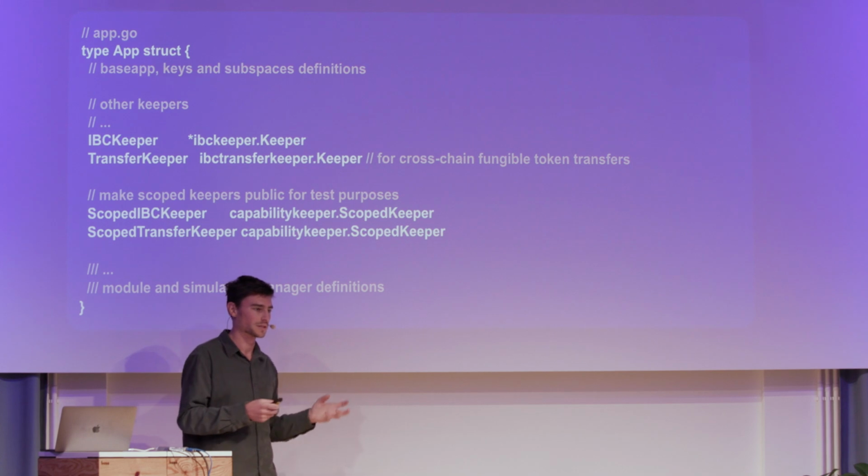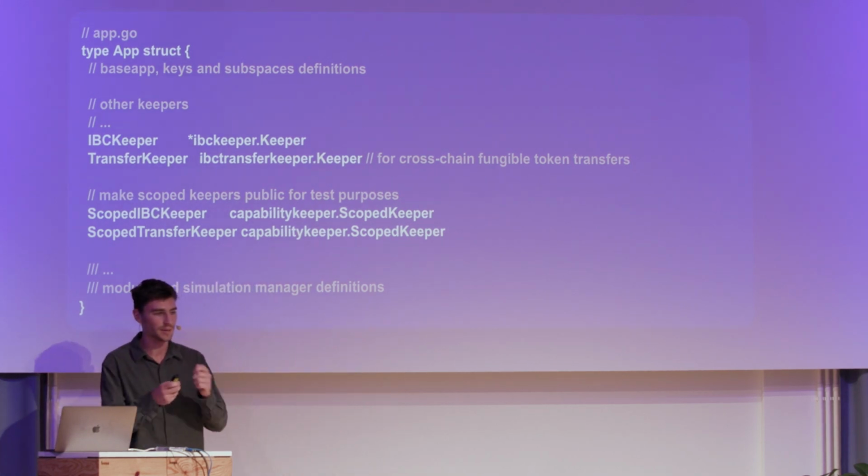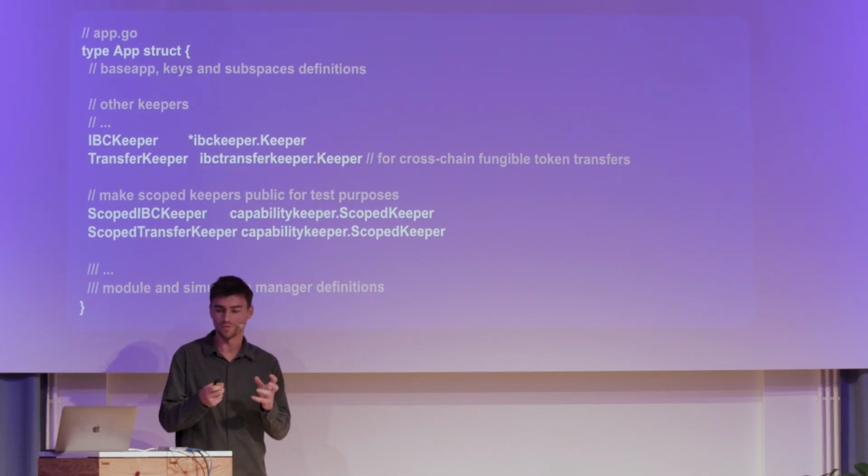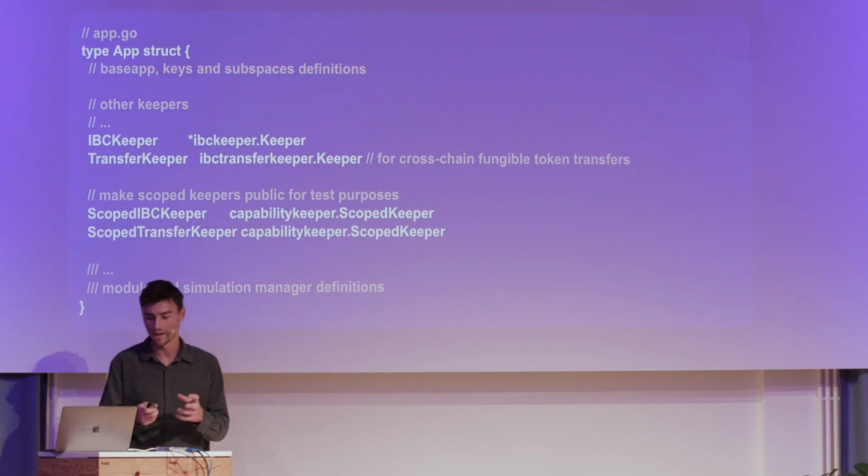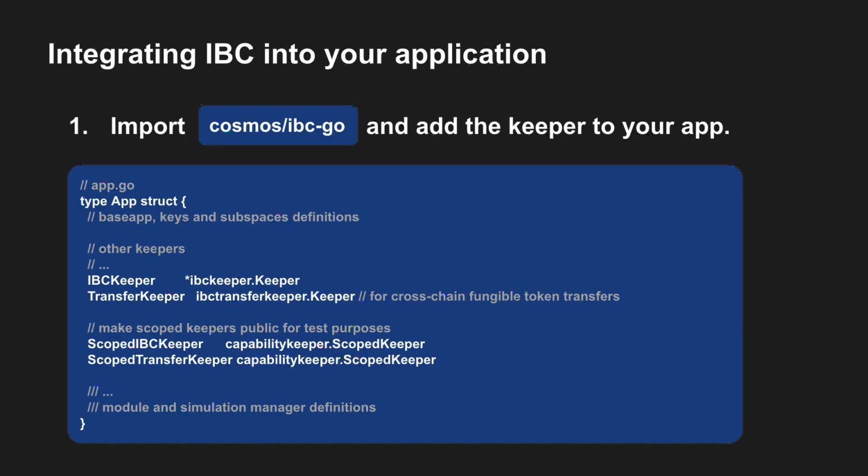The same way that Spunky is a module, it just has a couple of different messages, a couple of different ways of doing it that's a little bit more complex. So if you want to set up your application, your app.go, and add IBC to it, it's really simple. You just import ibc.go and put it in that app struct. So you have your IBC keeper, and transfer keeper is an IBC module.